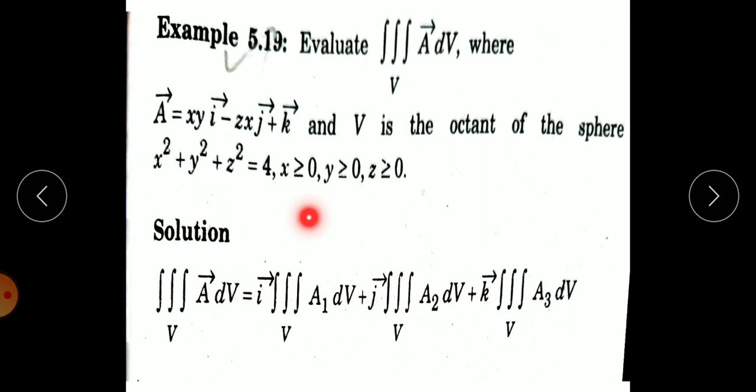And then x is greater than 0, y greater than 0, z greater than 0. And they have given the function as usual, a vector. So here we are going to split the A vector into i into a1 plus j into a2 plus k into a3.